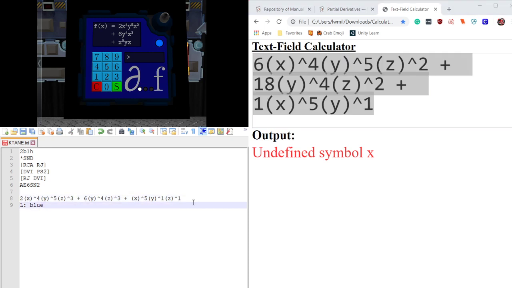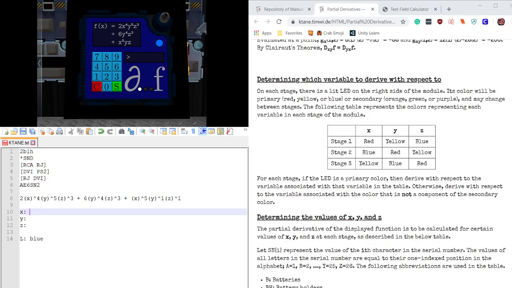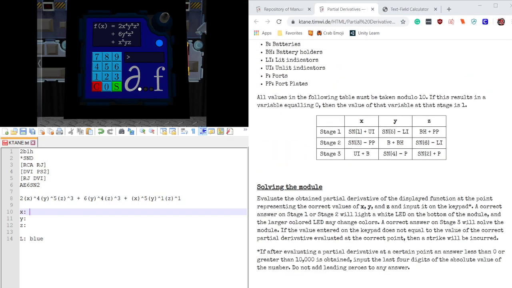We're going to go ahead and get our x, y, and z values, and plug them in, and submit our answer to the module. So we have serial number 1, 1, plus unlit indicators, 0, which is 1. The 5th character of the serial, November, is 14, minus the number of lit indicators, 1, which is 13. The last digit of 13 is 3. And finally, battery holders, 1, plus port plates, 3 is 4.